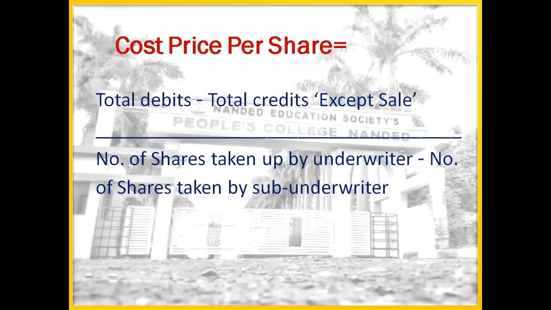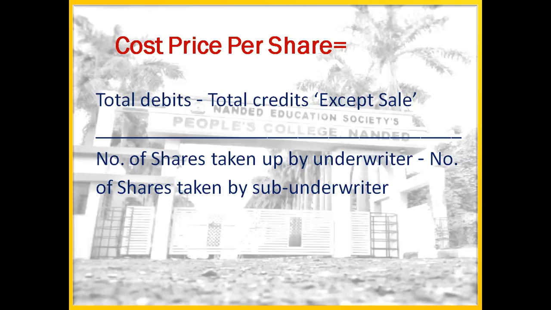The specimen or format of this topic is very simple. Only one account, the underwriting account. In that account, debit and credit, two sides, three columns for the debit side and three columns for the credit side. First column particulars, second column incoming shares, third column amount in rupees, fourth column particulars, fifth column outgoing shares, and sixth column amount in rupees.